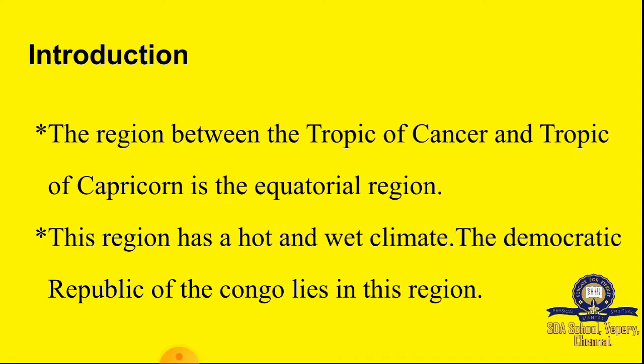The region between the Tropic of Cancer and Tropic of Capricorn is the equatorial region. This region will be hot and wet climate. The Democratic Republic of the Congo lies in this region.